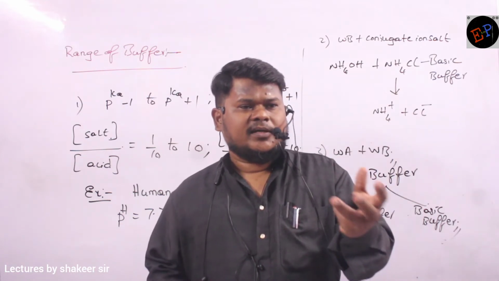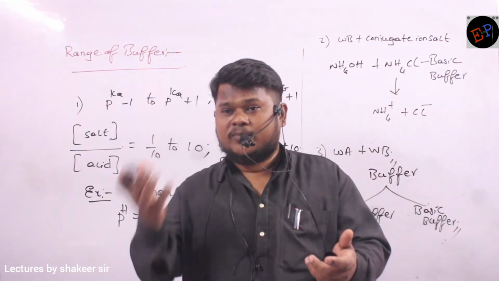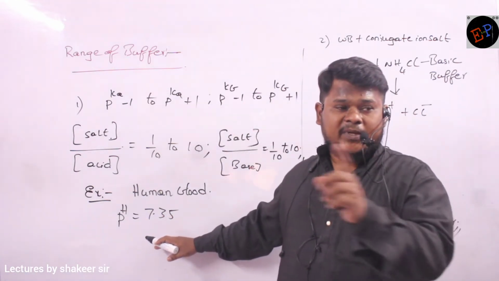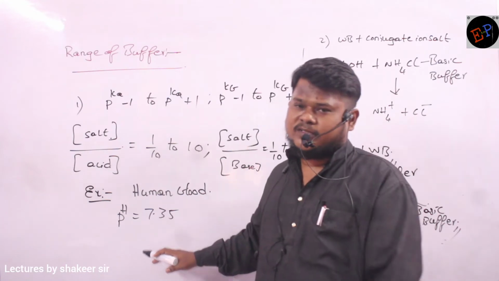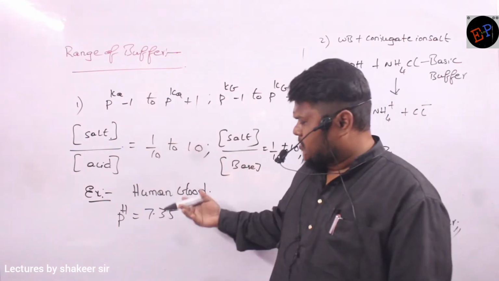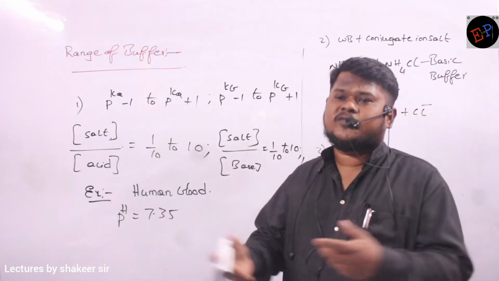If you are eating any acidic fruit like a citrus fruit or tomato, immediately the pH of the blood should reduce. But the pH of the blood never reduces. It remains at 7.35. Are you able to understand? It means the blood is behaving like a buffer solution.